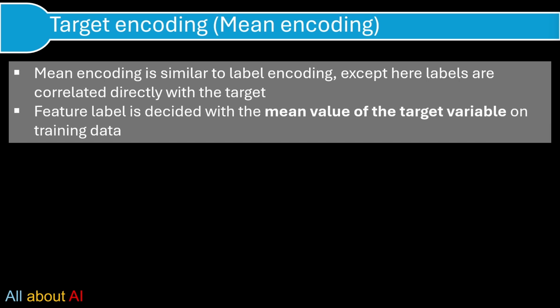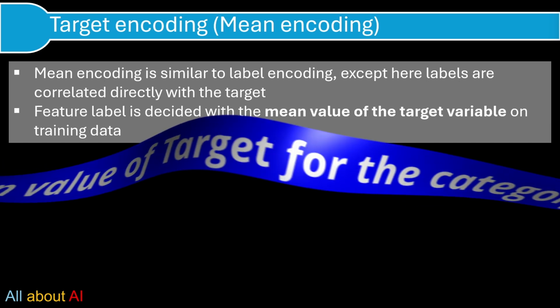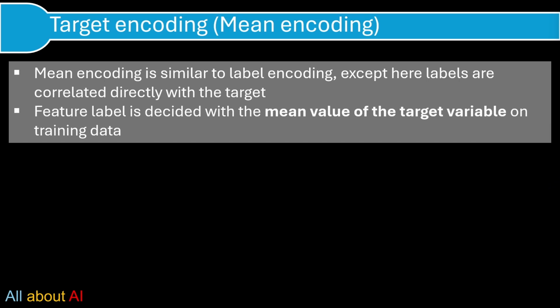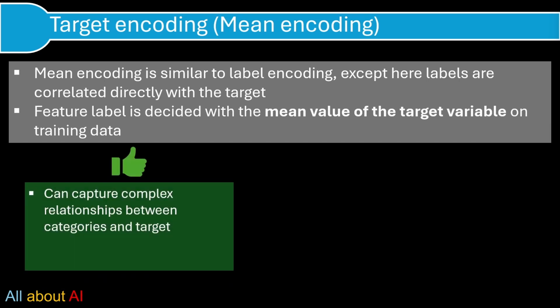Mean encoding tends to group categories, whereas grouping is random in label encoding. Feature level is decided with the mean value of the target value in training data. So that's why this is target encoding, also called mean encoding, and this is one of the predominant usages of target based encoding. What is the advantage?